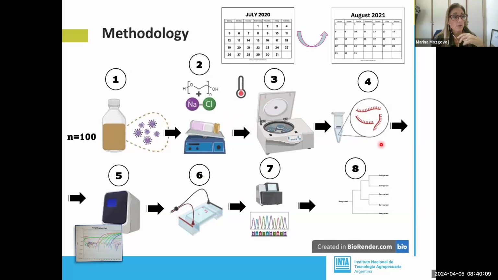Viral RNA was extracted using a commercial kit, and the viruses were detected by real-time PCR. Samples that tested positive were further characterized by conventional PCR. What we do is amplify specific regions of each gene of each virus and then sequence them by the Sanger method. Then we analyze those sequences and perform phylogenetic analysis.